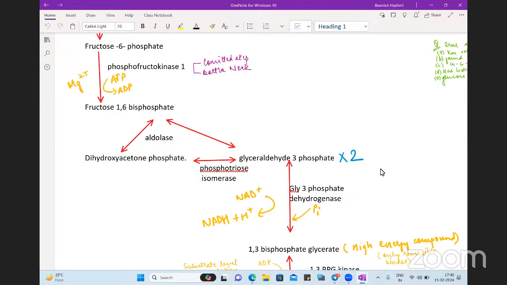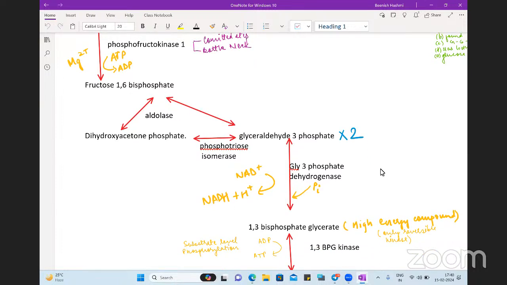Okay. Now aldolase is a lyase. You must have studied in the enzyme chapter that lyases are those enzymes which break covalent bonds without the use of water. So here aldolase is a lyase and it does not belong to the class hydrolases.